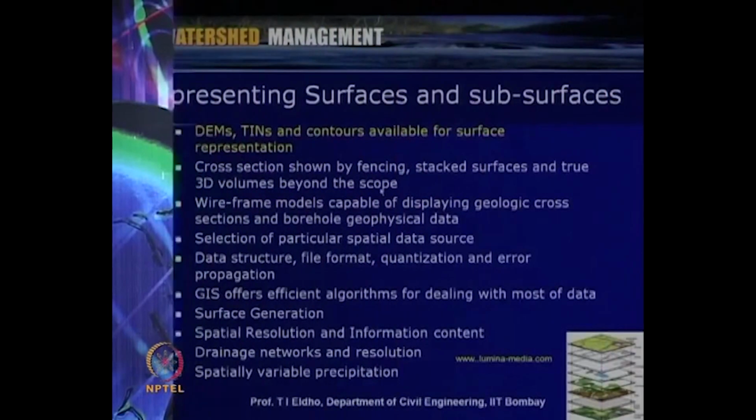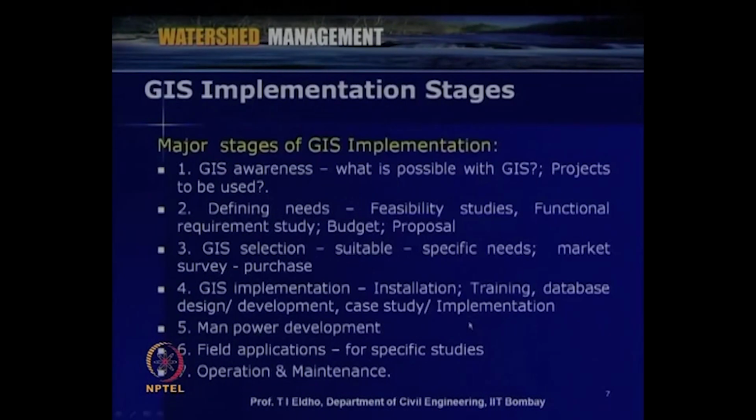Surface generation can be done, and then the spatial resolution and information content we can cross-check. For example, when we have to deal with the drainage network within a watershed, that also we can represent with respect to surface or subsurface modeling. And if you want to represent, for example, the spatial variation of rainfall or precipitation, then also we can represent it using contours or various polygon fillings. So, various aspects are available when we are trying to represent the surfaces and subsurfaces within the GIS environment.